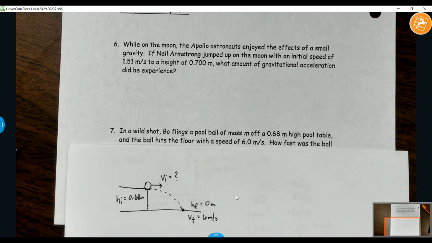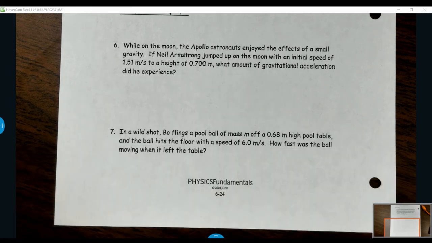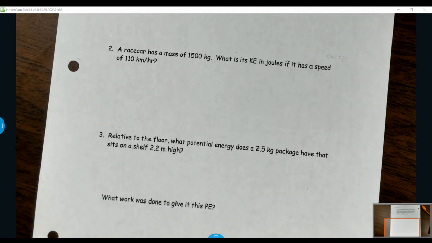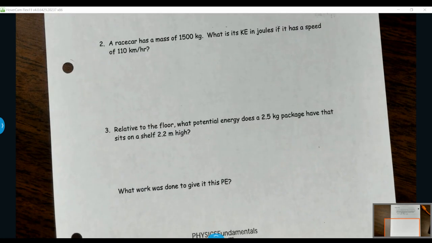Okay. The front side of the problems, guys, are super, super easy. Just stuff that we've done before. Just kinetic energy, potential energy, very straightforward in those problems.